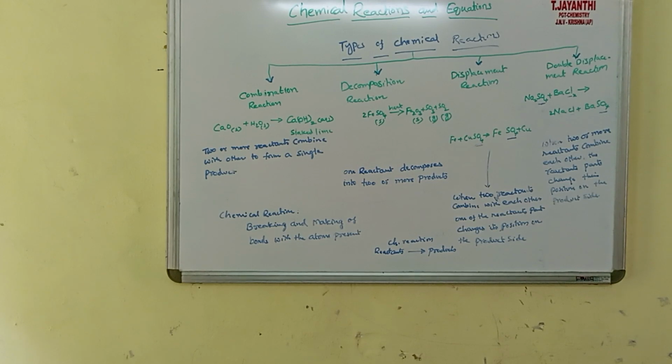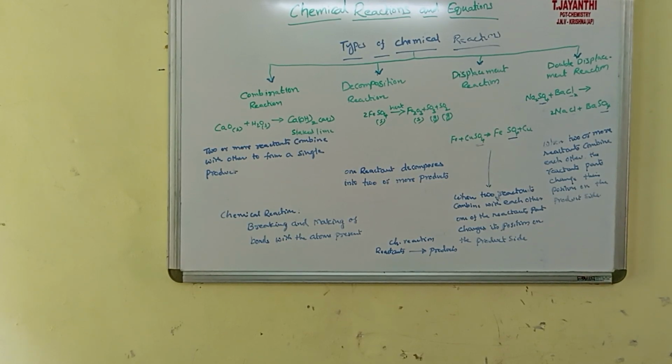Here I have presented today's topic on the board, types of chemical reactions under the chemical reactions and equations chapter. This is a very interesting and very important chapter, and a scoring chapter also. From the examination point of view, we can score many marks if we understand the concept clearly. That is why I want to present a clear picture for you regarding these types of chemical reactions.